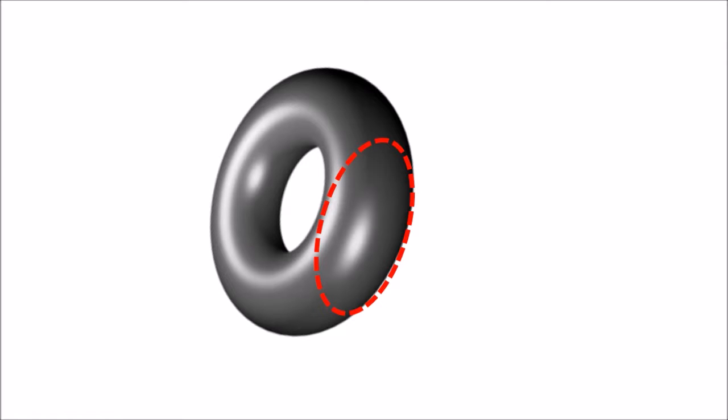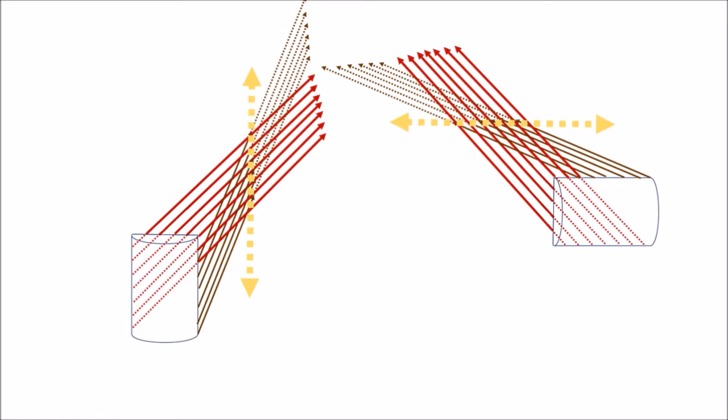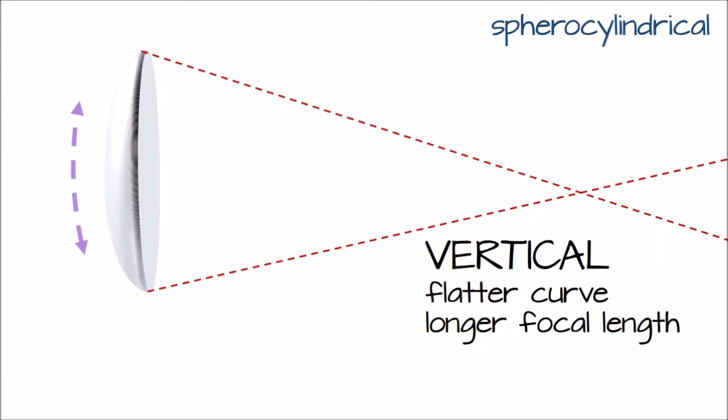And a section of this torus is sliced off and used as a lens. This is called a spherocylindrical lens. The spherocylindrical lens works in similar ways to the cylindrical lens with one major difference. This would be like a cylinder, a can, sitting on the counter, in which case the vertical meridian of that cylinder would be flat. It would not converge light.